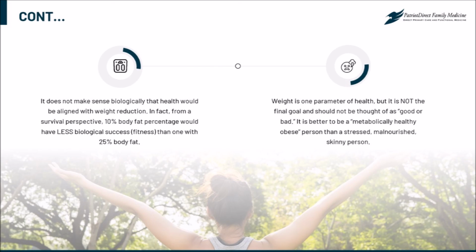It does not make sense biologically that health would be aligned with weight reduction. Your biochemistry does not care if you have a six-pack or not. In fact, from a survival perspective, it would actually make more sense that the organism with a 10% body fat percentage would have less biological success or fitness than one with 25% body fat. The former has no reserve. If that organism gets sick, is stressed, or goes for a prolonged period of starvation, he is much more likely to die. Weight is one parameter of health, but it is not the final goal and should not be thought of as good or bad. It is better to be a metabolically healthy obese person than a stressed, malnourished, skinny person.